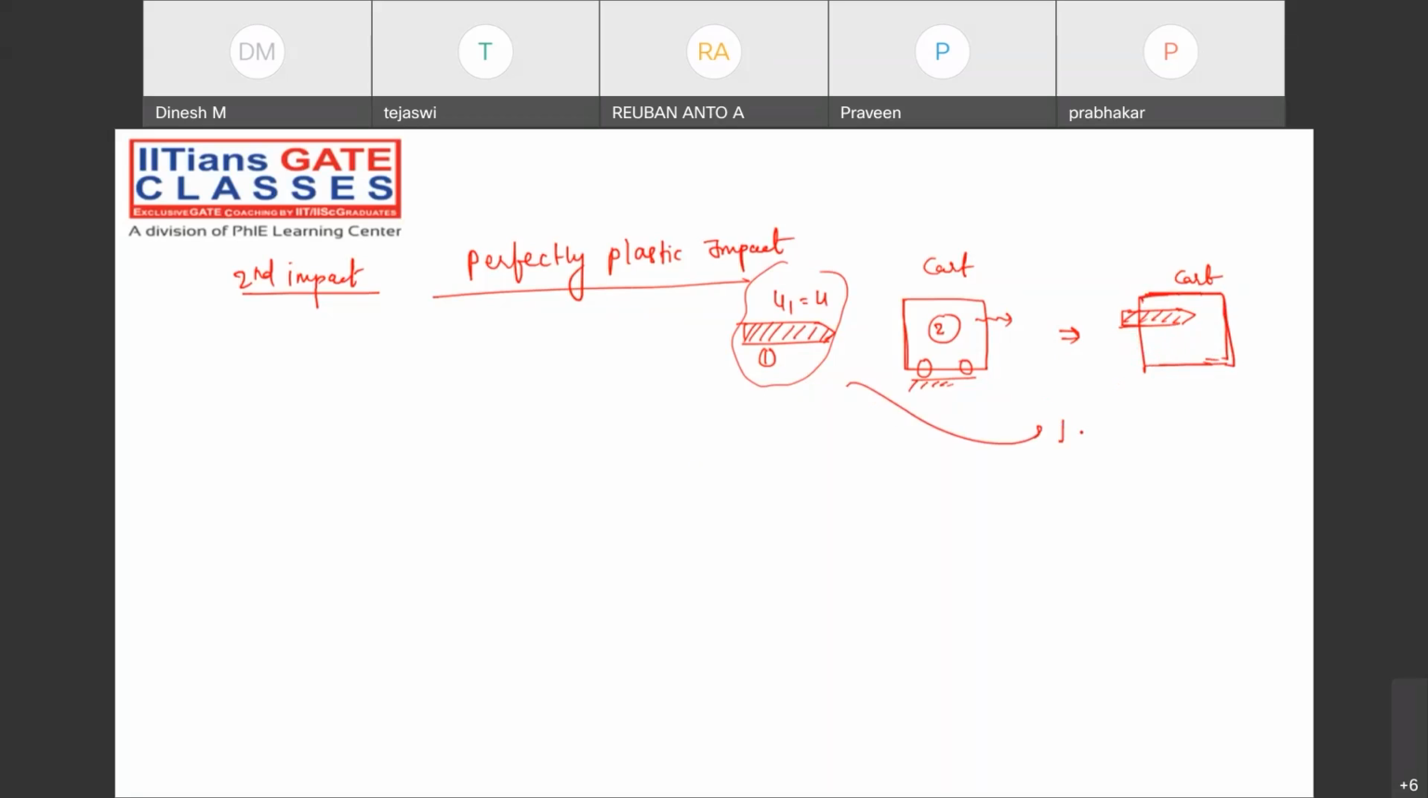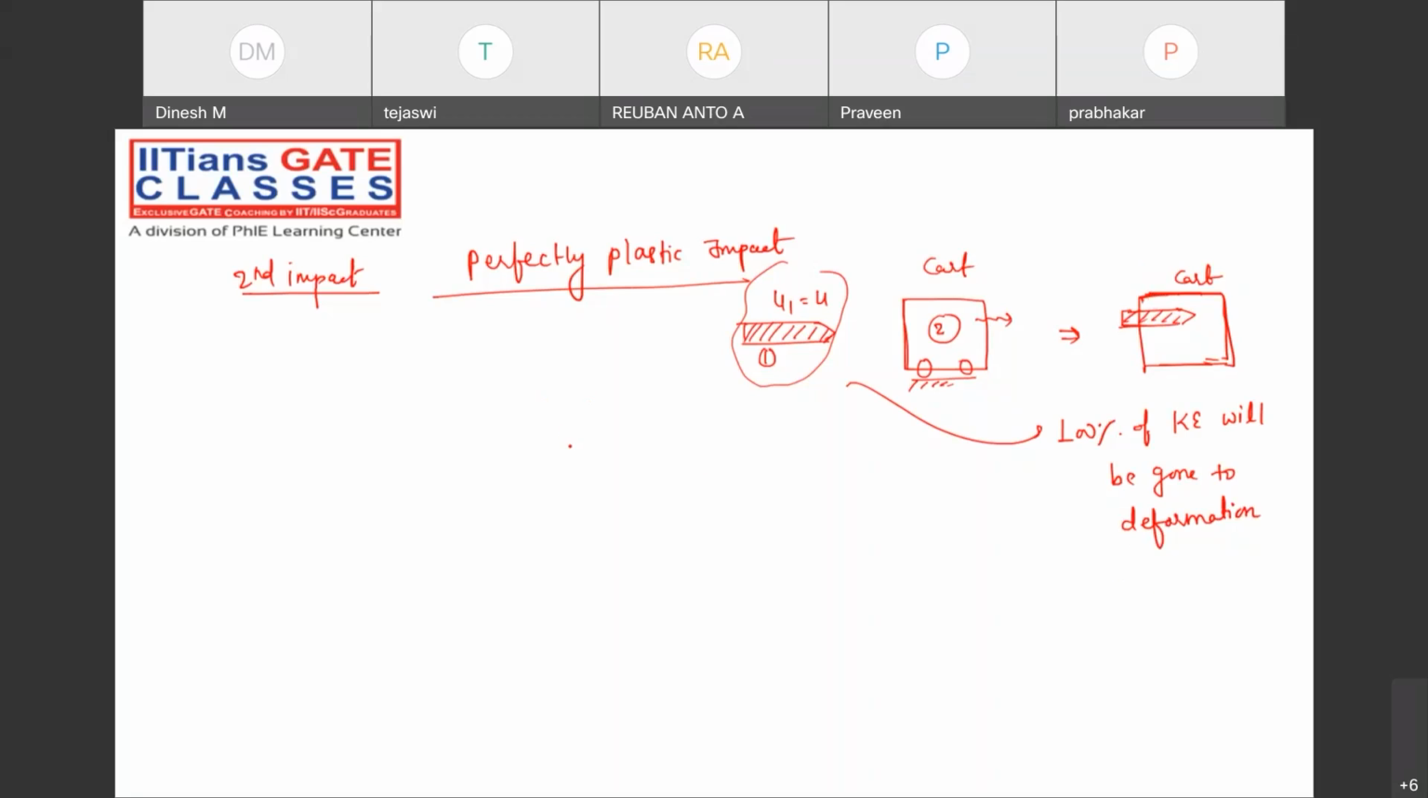So here what we can have? 100% of the kinetic energy will be gone to deformation only. Whatever the final kinetic energy will be, that is absolutely zero, my dear friend. Understanding my point? Check it out, guys. 100% of the kinetic energy will be lost in deforming the system, in deformations.